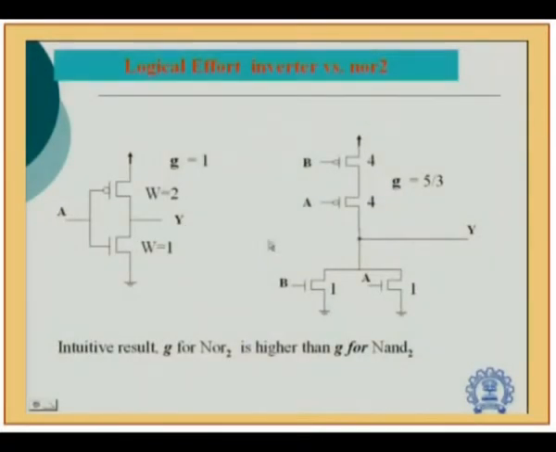So the unit here is 3. And what is the unit per gate you can see from here? For say input A, what is the capacitance it is going to show? 1 plus 4, W is 4, W is 1, so 4. Same is for B, 1 plus 4. So for per input, the effort is now capacitance of 5, whereas inverter, equivalent inverter has a capacitance of 3.